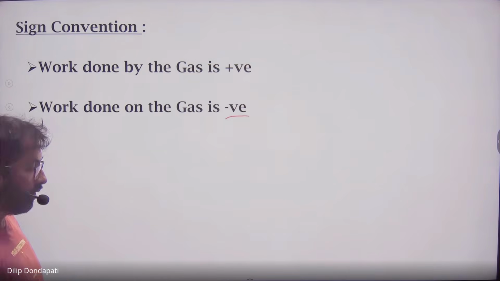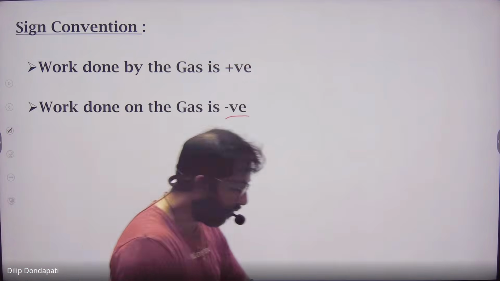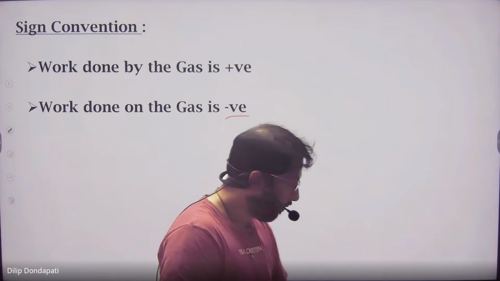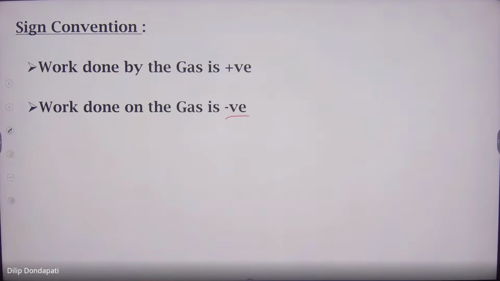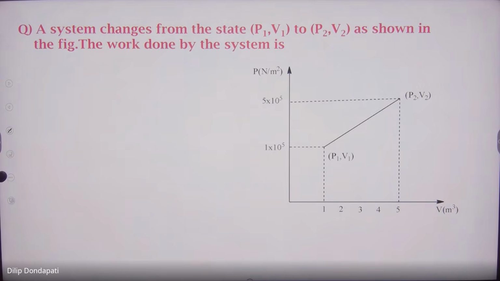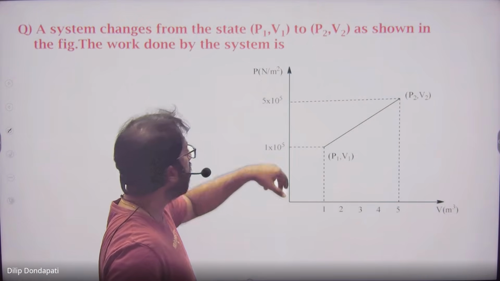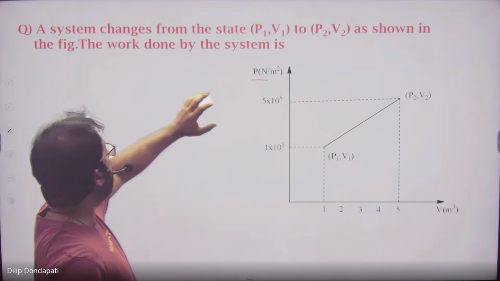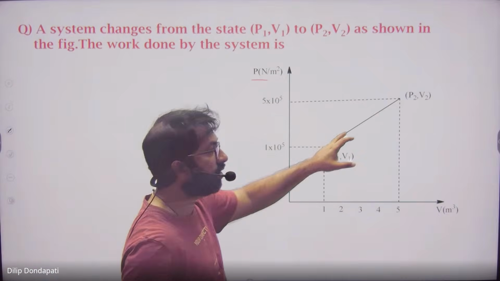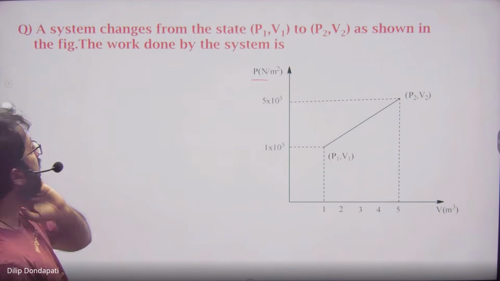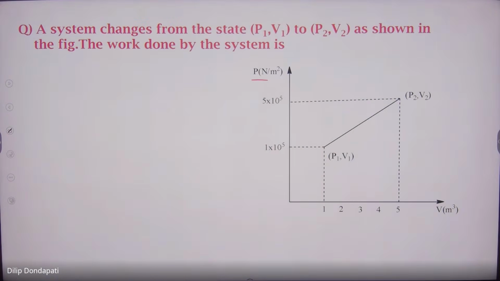Okay, so this is the story of work done. So you have the formula for work done now, right? Let's solve a problem. A system changes from P1 V1, with volume on the x axis and pressure on the y axis, to P2 V2. The gas goes through this state change. He is asking what is the work done by the system.